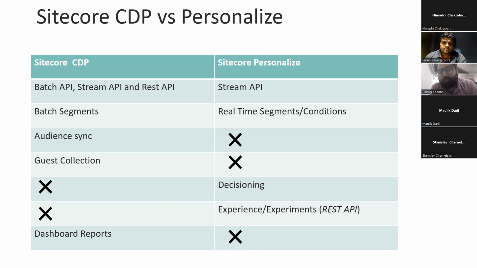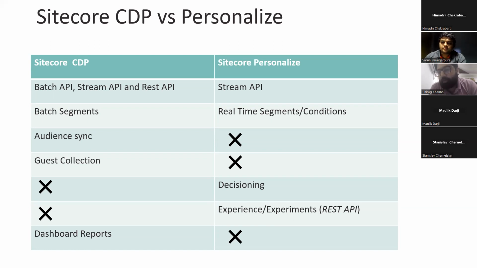So what is batch segmentation, and what is real-time segmentation? Batch segmentation is a term used when you have data collected into CDP, and now you want to do some decisioning on that. That batch segmentation runs as a nightly job, which is scheduled to run after every 24 hours. So whenever you want to run logic on a very huge amount of data, that logic can be executed at night, and that will return you the result.